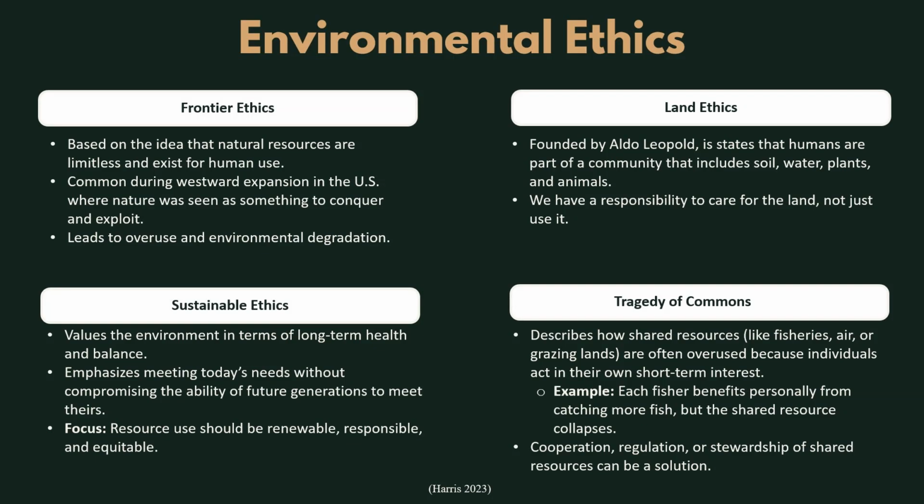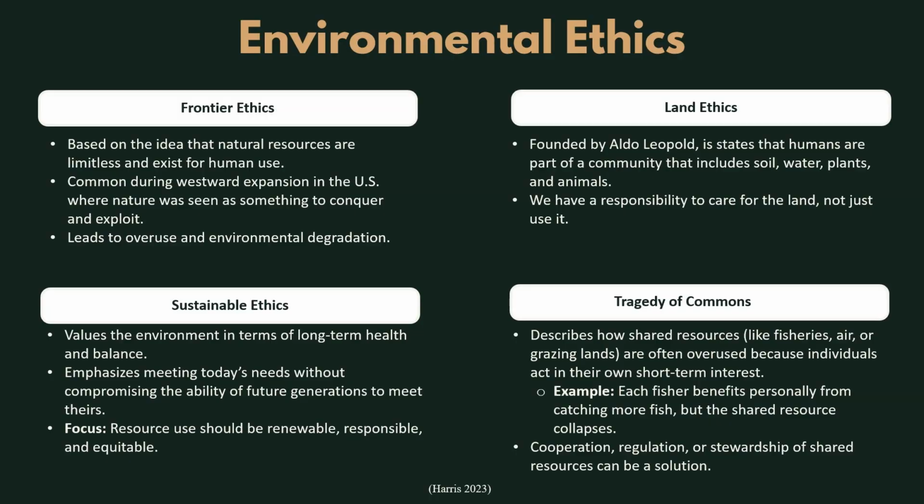For this course, we will focus on 4 main environmental ethics. The first is frontier ethics. It's based on the idea that natural resources are limited and exist only for human use. This mindset was common during the westward expansion in the United States. Forests were cleared, wildlife was hunted, and resources like coal and gold were extracted with little concern for any long-term effects. The result was overuse, habitat loss, and environmental degradation. One well-known example of this near extinction was the American bison.